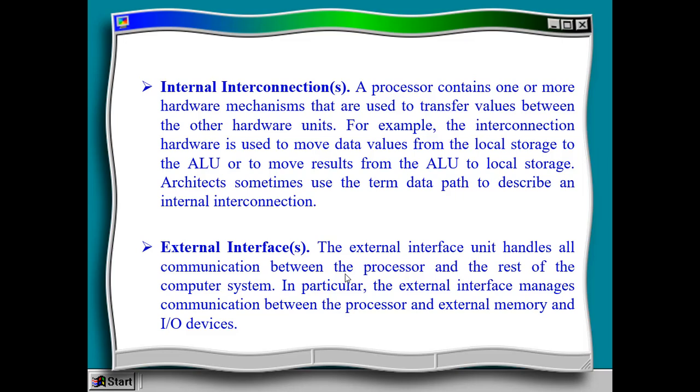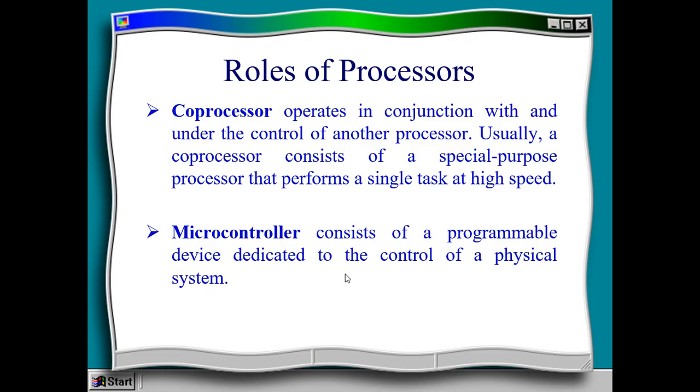The other one is the external interface, which is very important. The external interface handles all the communication between the processor and the rest of the computer system. In particular, the external interface manages communication between the processor and external memory and input-output devices. All right, so those are some of the structure, or how the processor is structured.